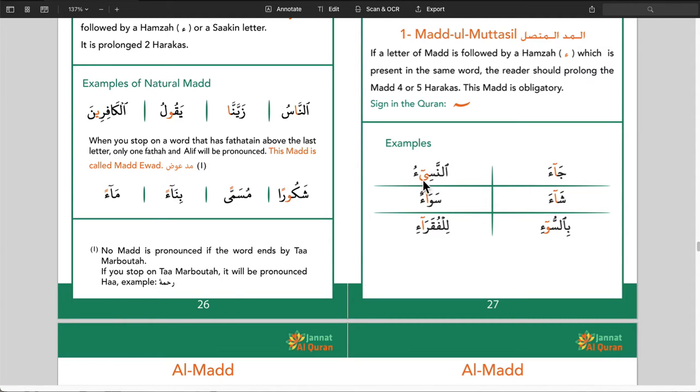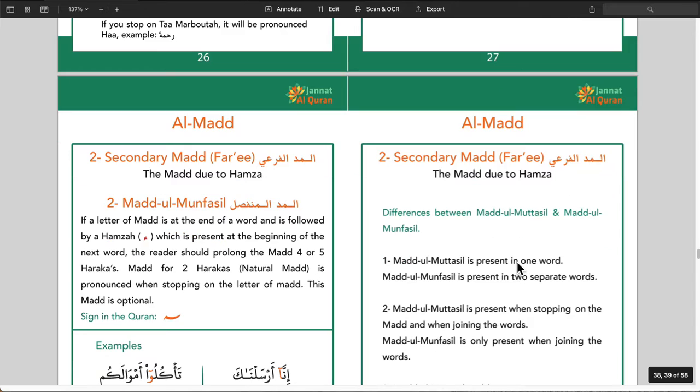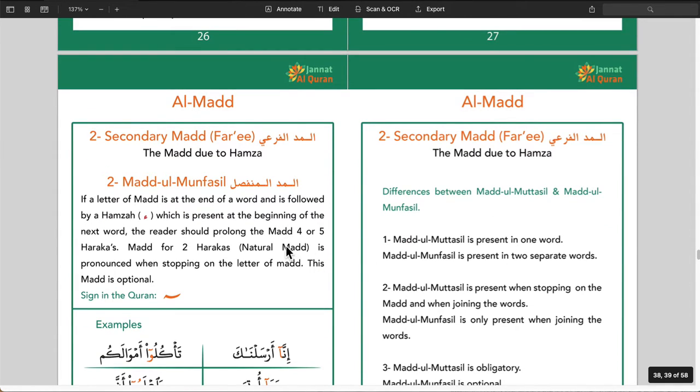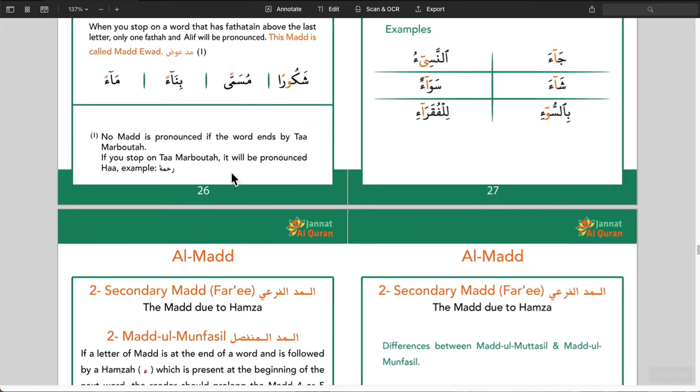An-nasi. Okay, sha, sawa, bisu, lilfuqara. Okay, and next is mad far'i. So what is mad far'i? We have no, it is the same actually.